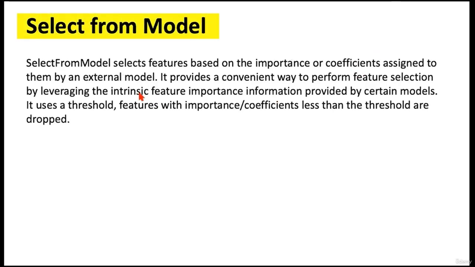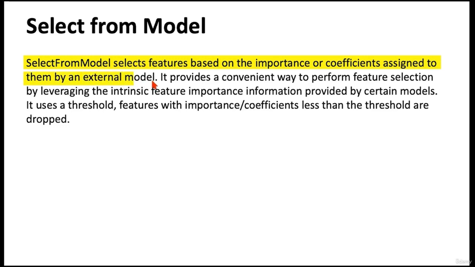And next is select from model. Select from model selects features based on the importance or coefficients assigned to them by an external model. It again uses a model like recursive feature elimination, but it does not drop the features recursively. It creates a model using the features as provided and provides a convenient way to perform feature selection by leveraging the intrinsic feature importance information provided by certain models. The difference lies in the fact that it uses a threshold. So any feature with its importance or coefficients less than the threshold is dropped.